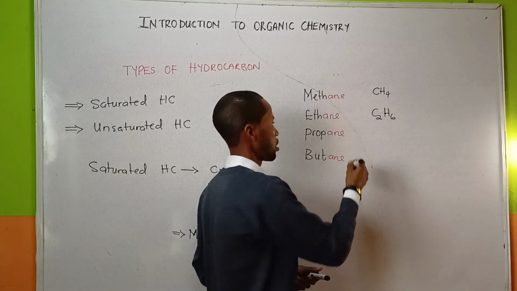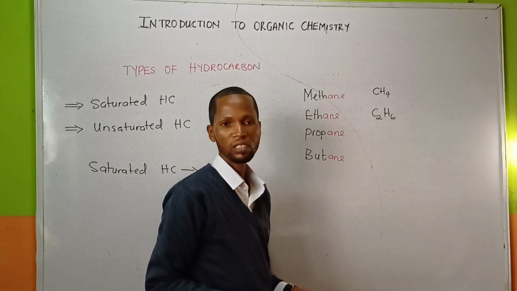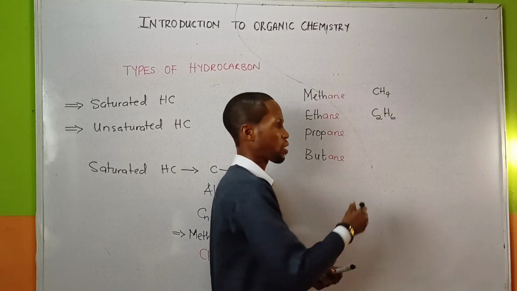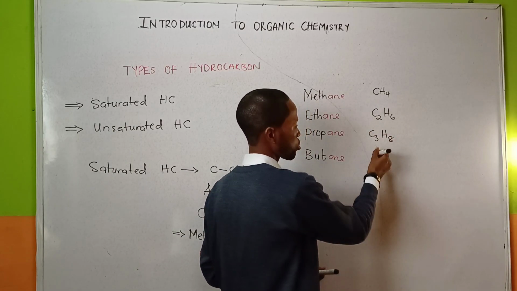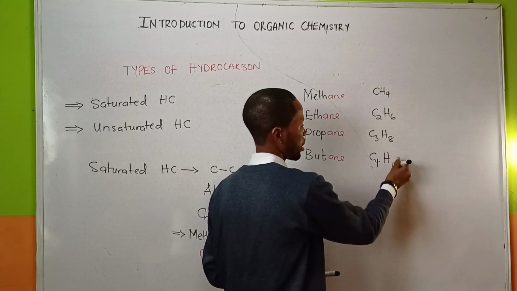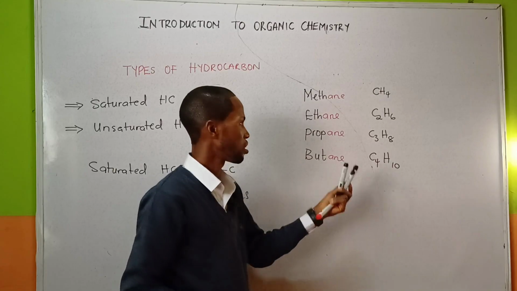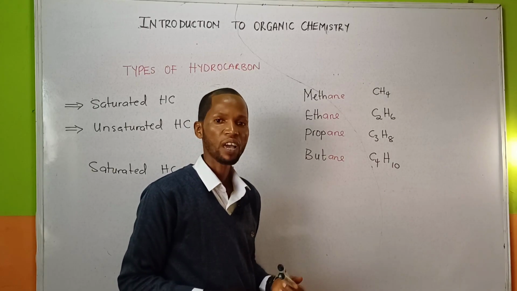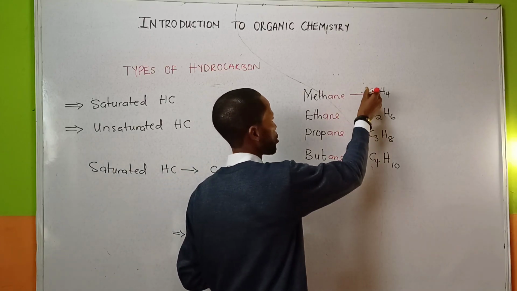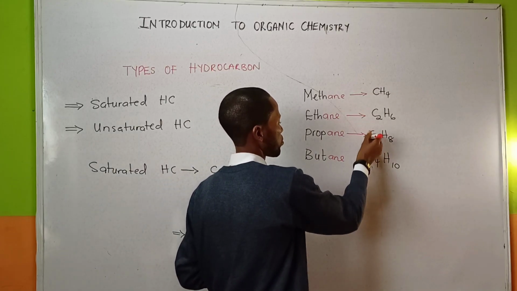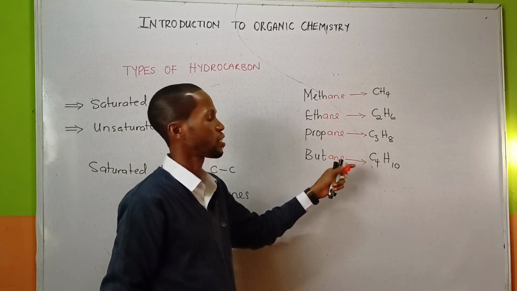C2H6. For propane, when a CH2 group is added to C2H6, we have C3H8. Add CH2, C4H10. This is how we can deduce the molecular formula of every member by adding the CH2 group. So this is methane, ethane, propane, and butane.